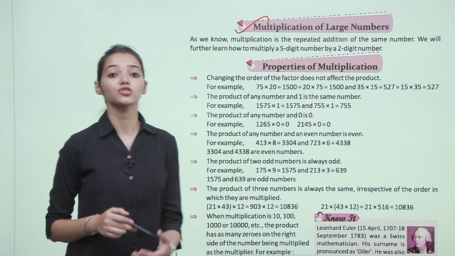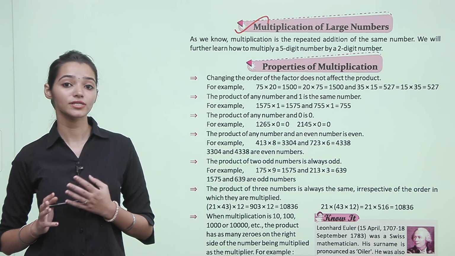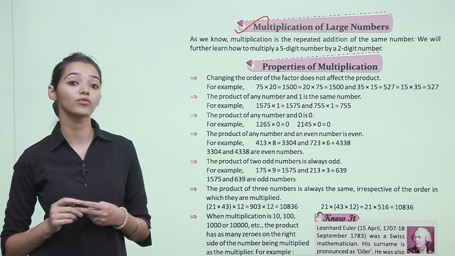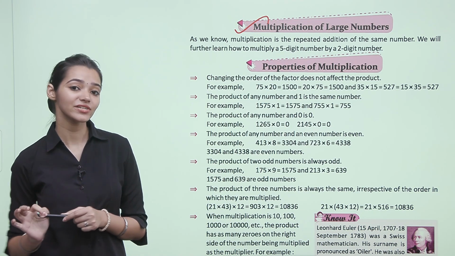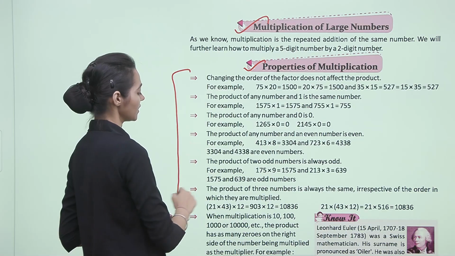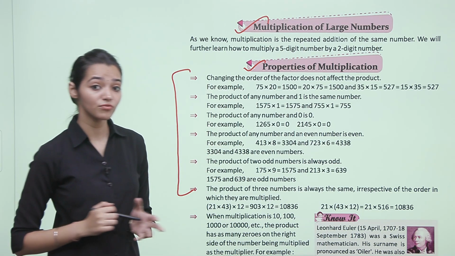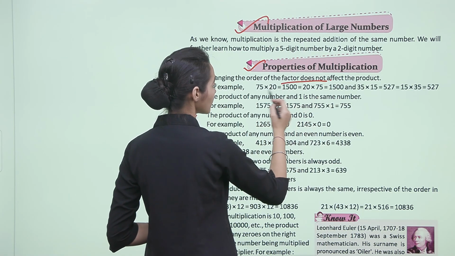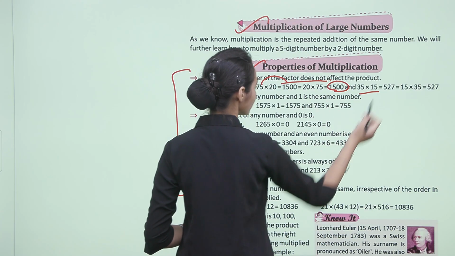Now let's start with multiplication of large numbers. As we know, multiplication is a repeated addition of the same number. Now we will further learn how to multiply 5-digit number by a 2-digit number. Now let's look at the properties of multiplication. Here are the properties. Changing the order of multiplication does not affect the product. Changing the order, answer will remain same.